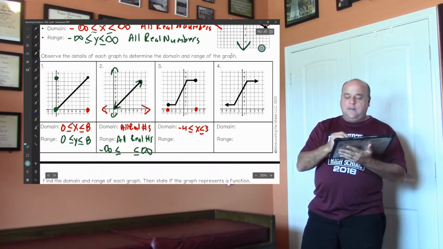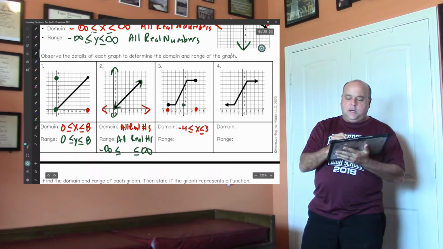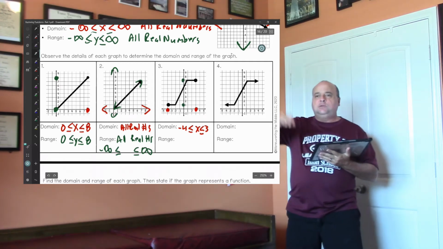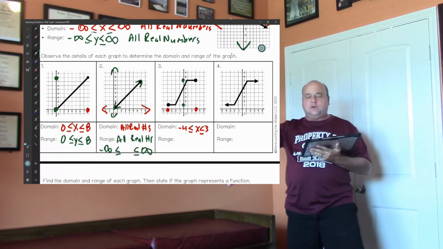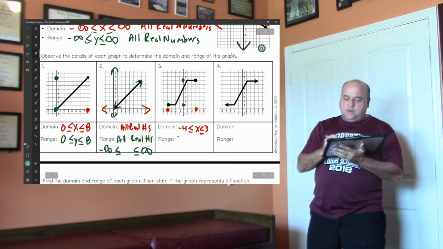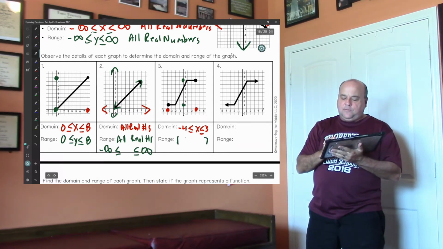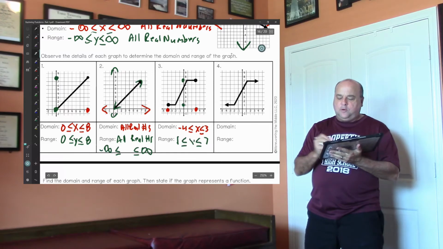Let's go to the range. Isn't this fun? Start at the bottom. It goes from the 1 up to the 7. So my range, bottom to top, the domain left to right. So the bottom number's 1, the top number's 7. They both have less than or equal symbols, and put a Y.